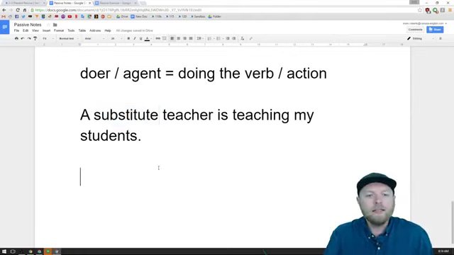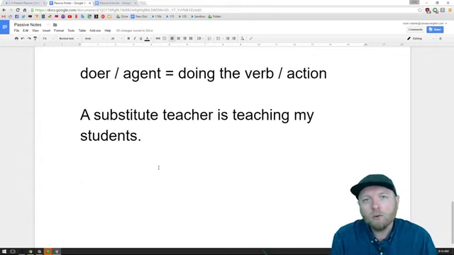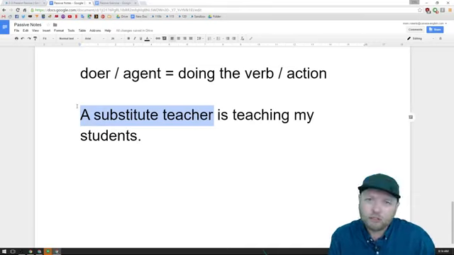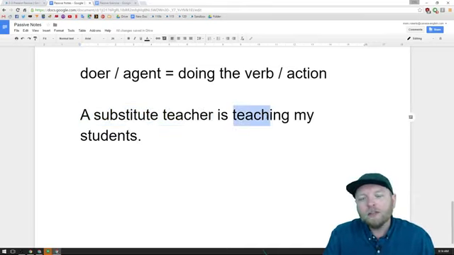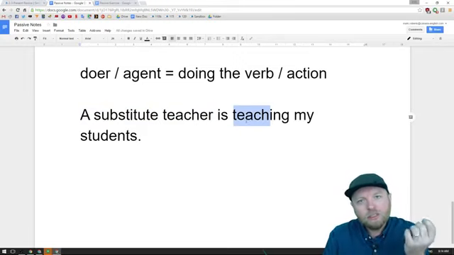Okay, in this sentence, who is the doer? What is the doer? Well, the doer is substitute teacher. What is the action? Teach, right? So who is teaching? Who is doing the action teaching? Right?